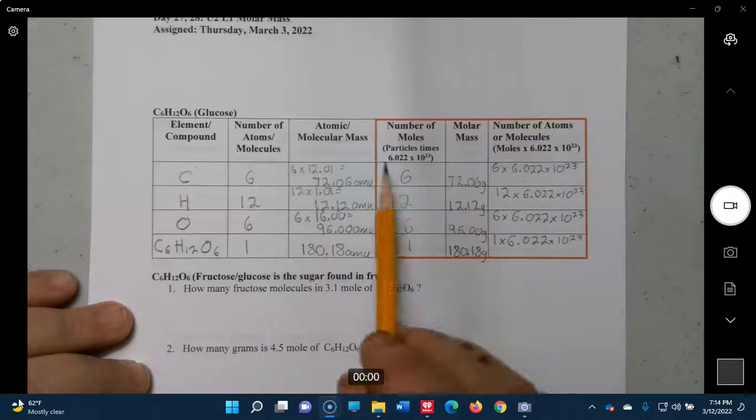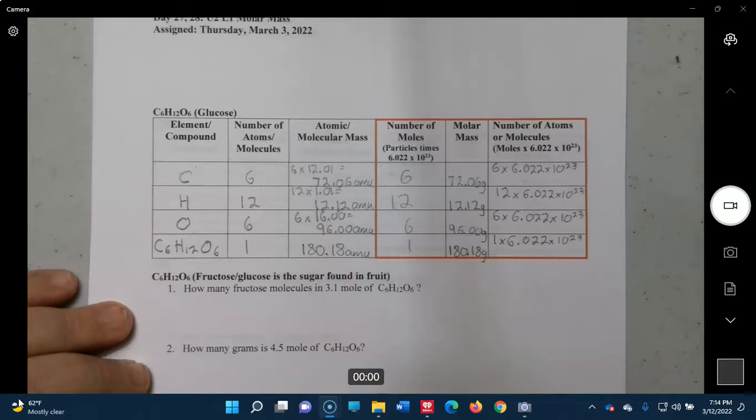Number of moles, you're simply now over here multiplying everything by 6.022 times 10 to the 23rd. So you go from 6 atoms to 6 moles, 12 atoms to 12 moles, 6 atoms to 6 moles, and 1 molecule to 1 mole of molecules. The molar mass is simply going to be the atomic mass, same number, but you change it to grams. Grams, grams, grams, same number.